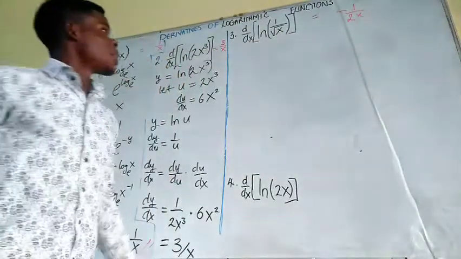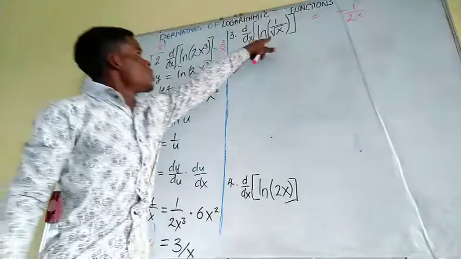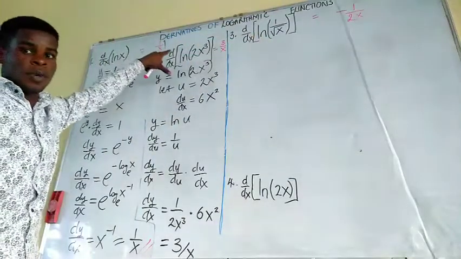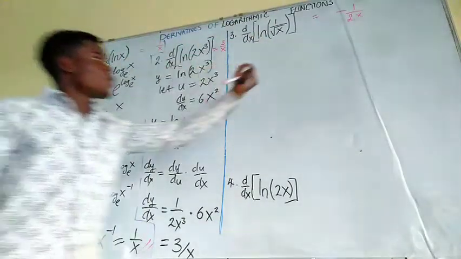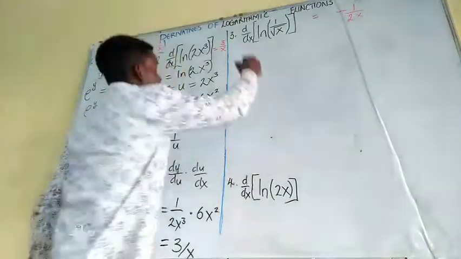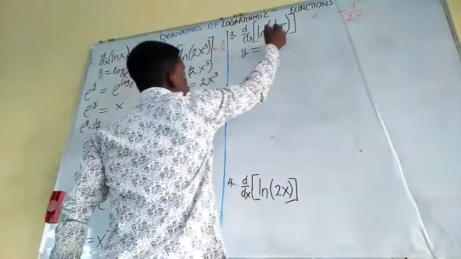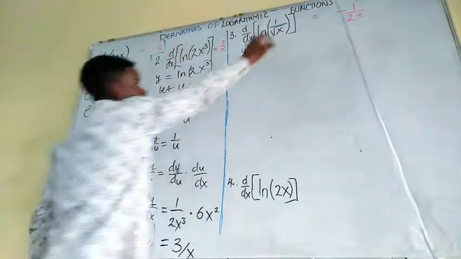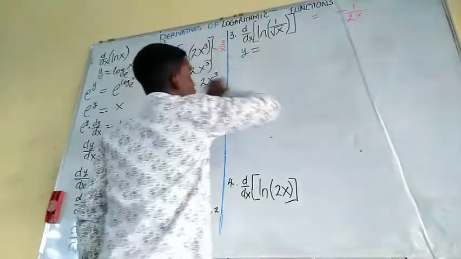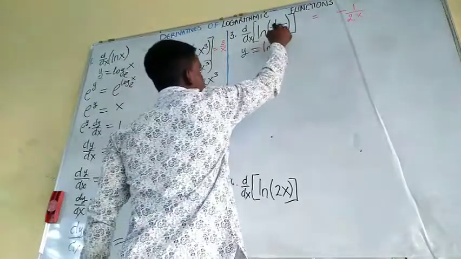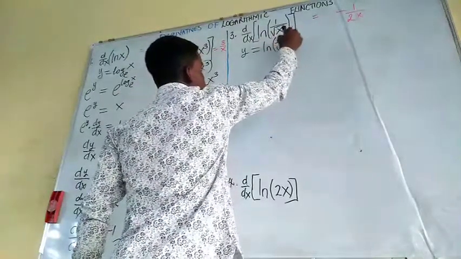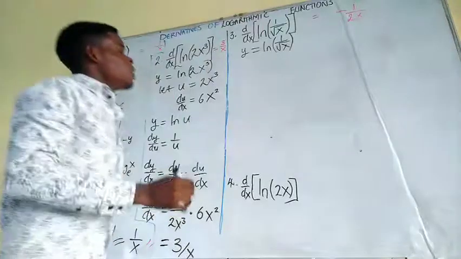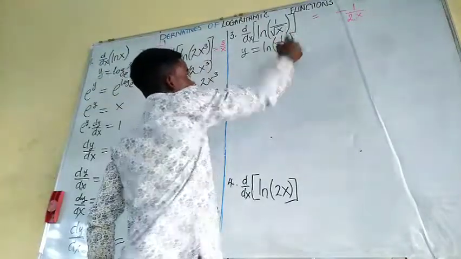Okay, how do we get on with it? Well, this is actually in the same form as this one, right? Where we just have to make use of function of function. If you have that y is equal to, this is a function of function, make use of the chain rule. So we're going to apply the same thing right here. y is equal to ln of 1 over square root of x.